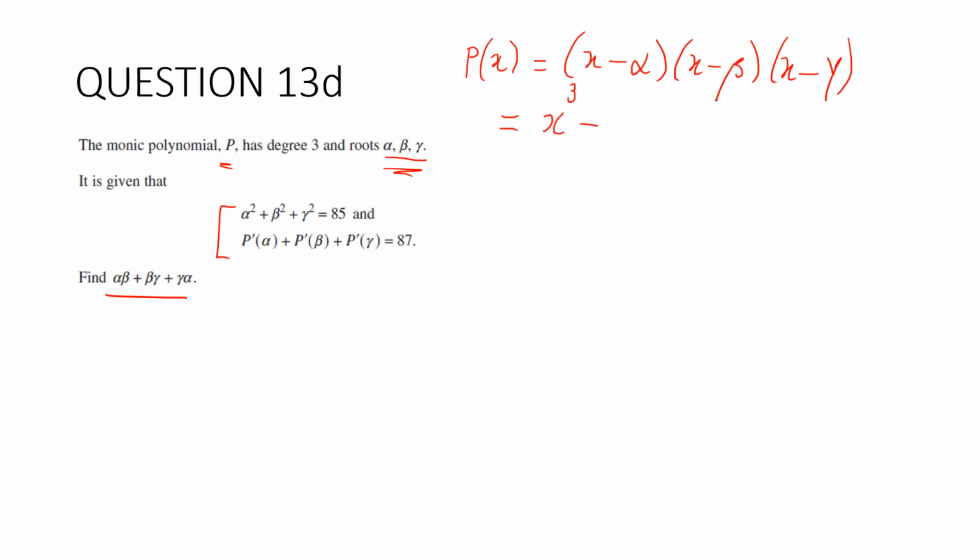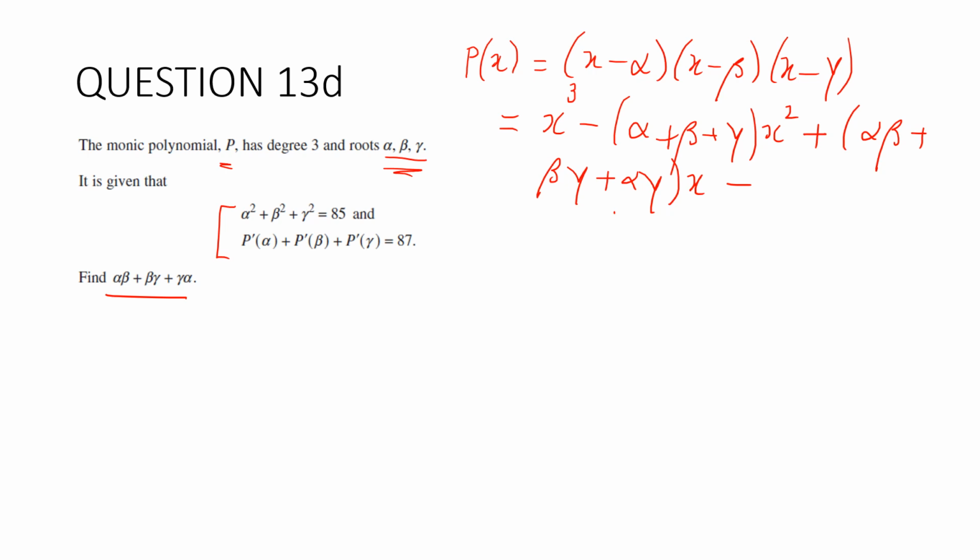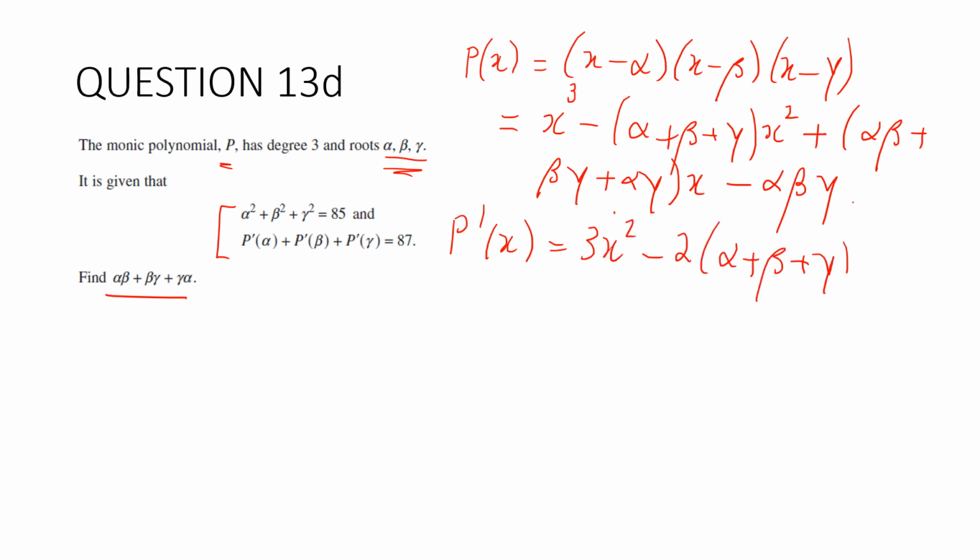x cubed take away the sum of the roots, plus the sum of the pairs of the roots, take away the product of the roots. All right, let's differentiate. With respect to x, we get 3x squared, take away 2 lots of alpha plus beta plus gamma x plus alpha beta plus beta gamma plus alpha gamma.